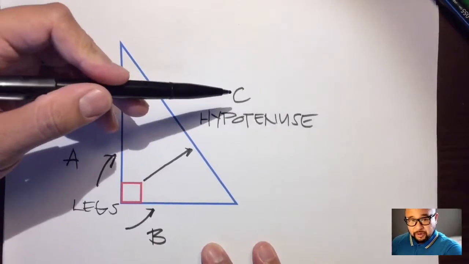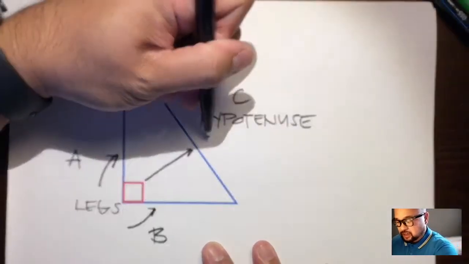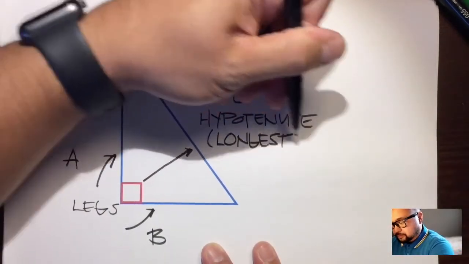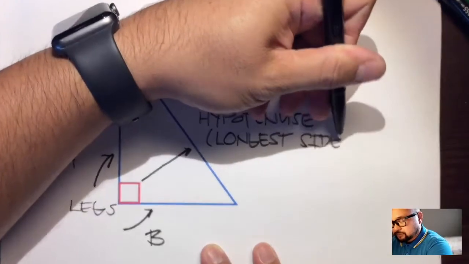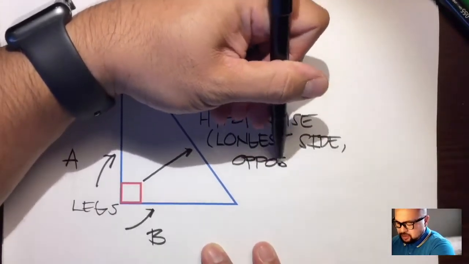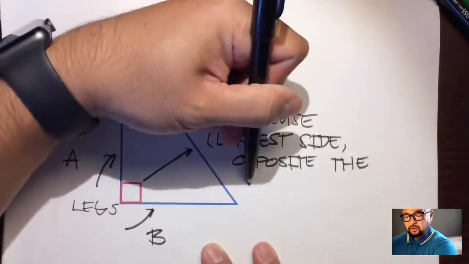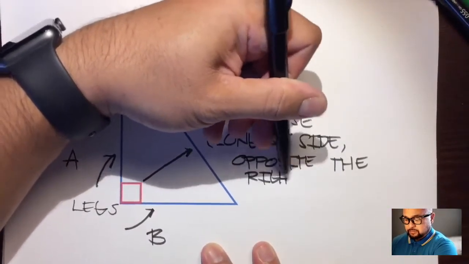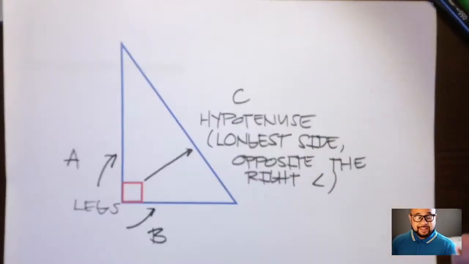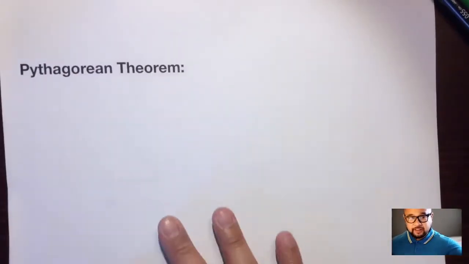But this is the most important one. The hypotenuse has to be C. The longest side. How do you know it's the longest side? Because it's opposite the right angle. Okay, so now that we know the parts of a right triangle, we can get to the Pythagorean Theorem.